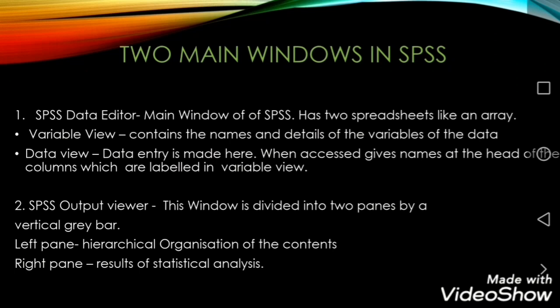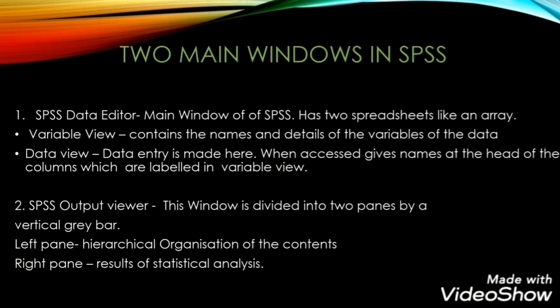What are the two main windows in SPSS? SPSS Data Editor and SPSS Output Viewer. Data Editor is the main window of SPSS. It is the only window that always opens when we run SPSS. And it has two spreadsheets, namely Data View and Variable View, at the bottom side of the Data Editor.